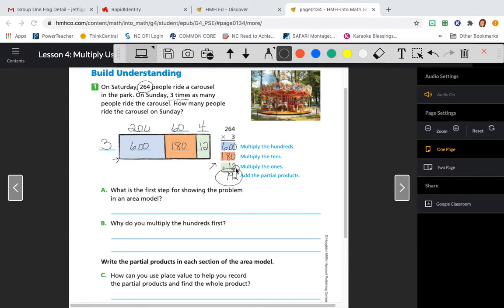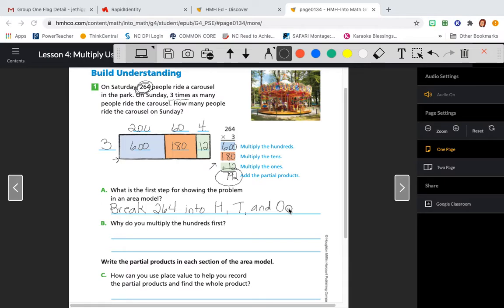Now, they want us to be able to explain our answers here. So let's start with A and B. What is the first step for solving the problem? What did we do first? We broke that greater factor that I circled up here into hundreds, tens, and ones. So we're going to write: break 264 into hundreds, tens, and ones.